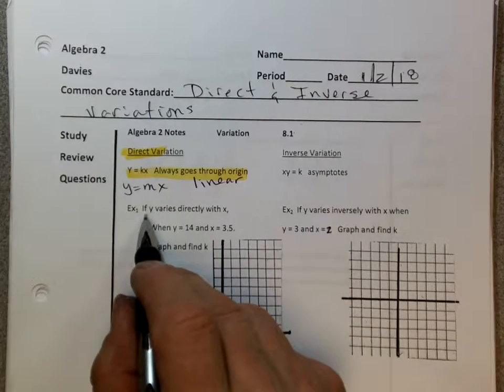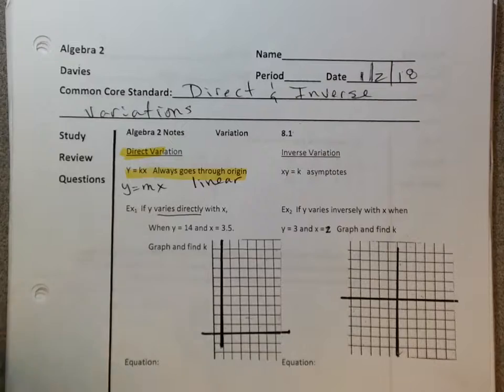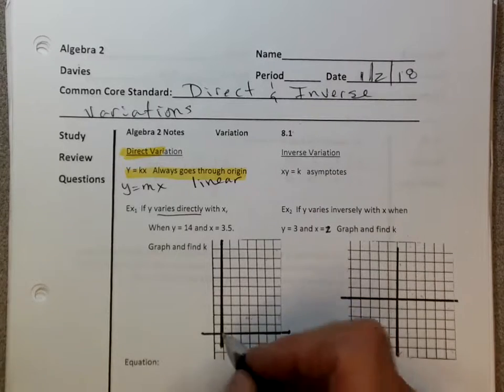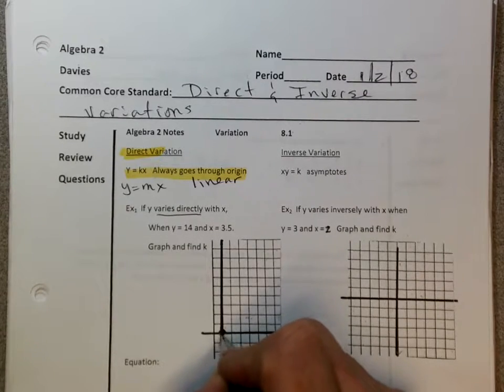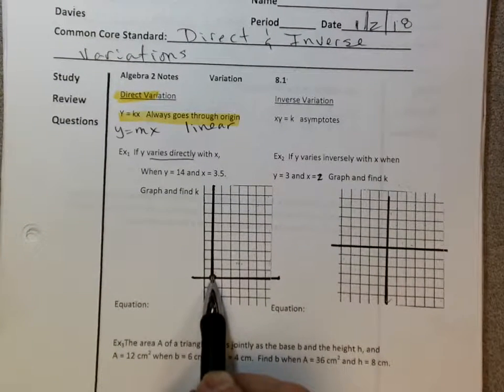So then example 1. If y varies directly with x, already we know it's a direct variation, which means we know a couple of things. One, we know for sure it has to have this point right here. Before I do anything, I know this point has to be on the graph. It has to go through 0, 0 because it's a direct variation, okay?